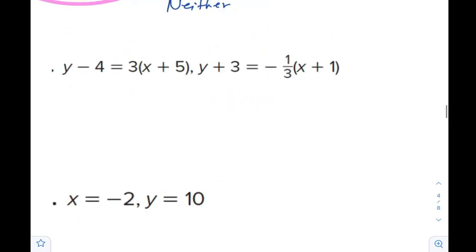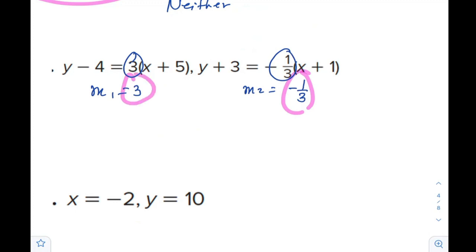Let's take this case. The slope here is 3. Slope here is -1/3. As you see here, the relation between them is that one is the negative reciprocal of the other. That means the lines are perpendicular. You can even check: 3 times -1/3 is -1.